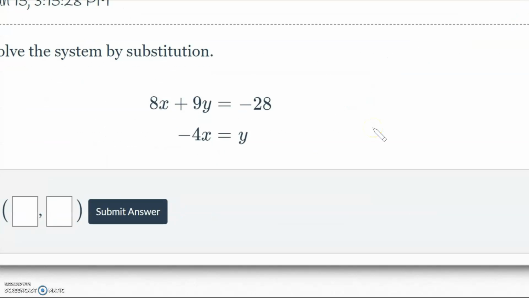Alright, so 8x plus 9y equals negative 28. Negative 4x is equal to y. So in the second equation, I know y is equal to negative 4x. I would recommend writing this down, practicing with me if you're struggling. Take this negative 4x and plug it in for the y in the top, because that's what y is equal to. Okay, pause the video, plug it in, and then see if we are doing it the same way.